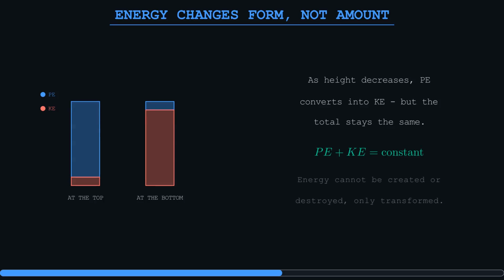The principle of conservation of energy states that energy cannot be created or destroyed, only transformed from one form to another. As a falling object loses height, its potential energy converts into kinetic energy, but the total of the two always stays the same.